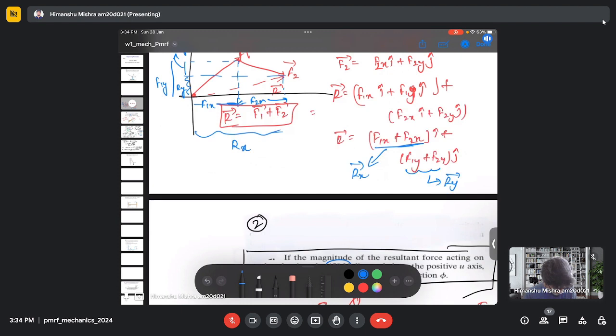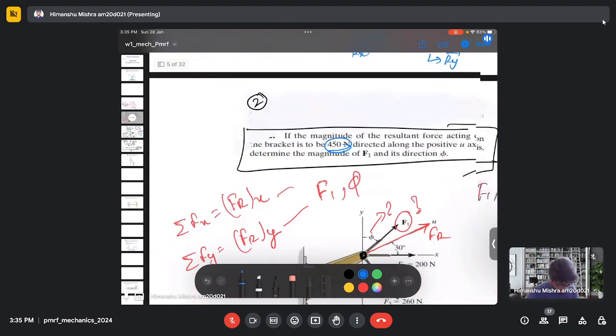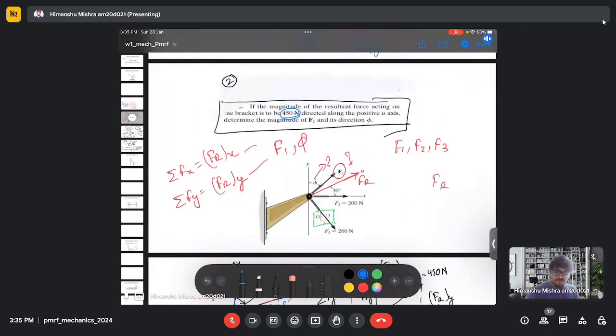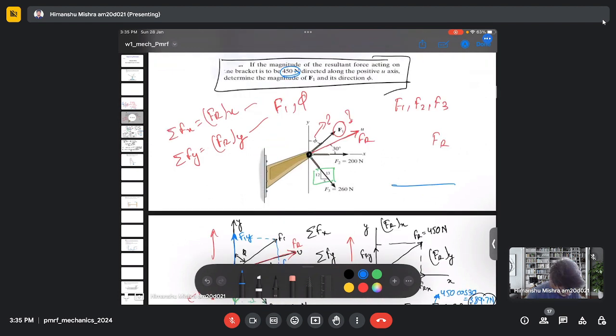So basically, this is how you actually get the resultant from the components of the force. Here, in this question, what have we done? We have already been given the resultant force. We just found the components of it. So, for example, we have been given this Fr, which is 450 Newton, and it is acting at 30 degrees from the x-axis.